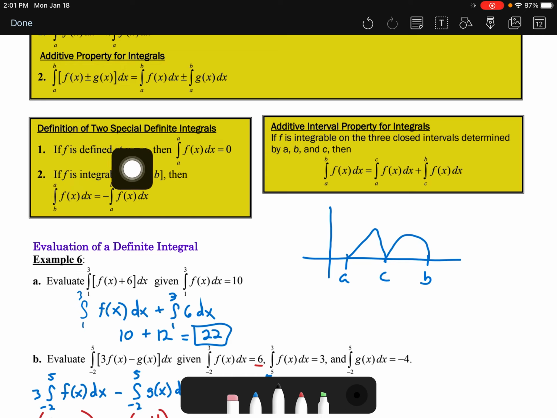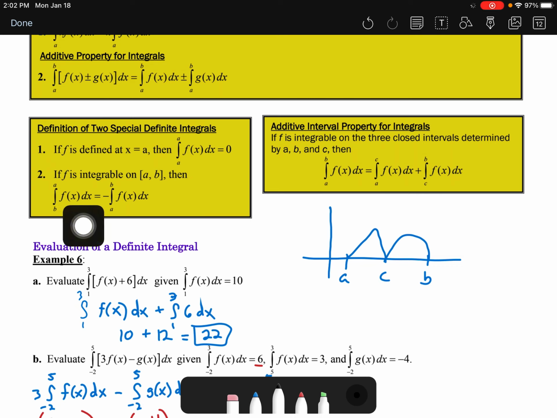And it says definition of two special definite integrals. Okay, so basically what this is saying is if your top and bottom bounds are the same number, that means there's really no horizontal change in your graph, so there couldn't be any area, if you're thinking of it geometrically. So if the top and bottom bounds are the same, the value of the definite integral would have to be 0 because you didn't really move anywhere horizontally on the function, on the x part of it.